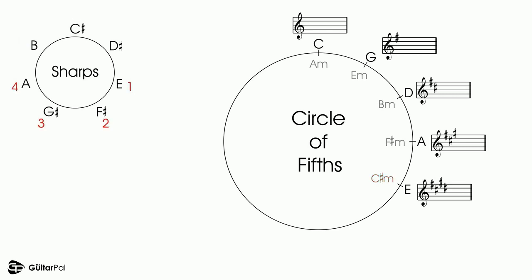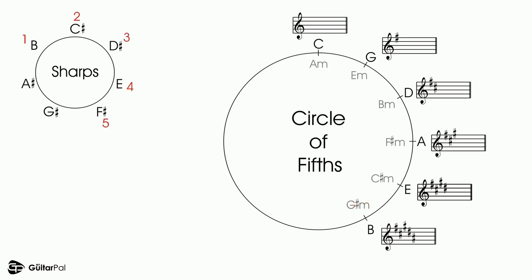5 up from E is B. 7 up or 1 back from B is A. Raise A to A sharp. The key signature for B major has 5 sharps: F sharp, C sharp, G sharp, D sharp, and A sharp. 6 up from B, the relative minor of B major, is G sharp minor.